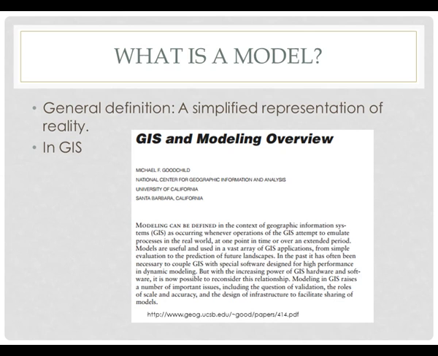Modeling can be defined in the context of geographic information systems as occurring whenever operations of the GIS attempt to emulate processes in the real world at one point in time or over an extended period. In other words, we typically will take GIS data, different categories of variables or attributes, if you will. Sometimes they come from various feature classes and various sources, and they might have various different kinds of formats. We take that data and we put it together, and GIS modeling allows us to combine variables in order to get a result.